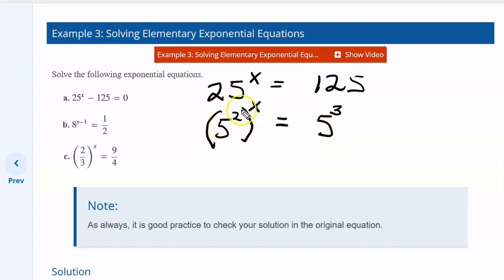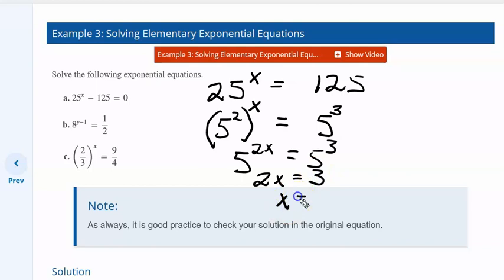Now the next step is do this, and this is going to be 5 to the 2x equals 5 to the third. Now our bases are the same. This means our exponents equal each other. So we get 2x equals 3. X equals 3/2. So what is the value of x here? 3/2. So let's put that there and see how this works, just as sort of a check here.